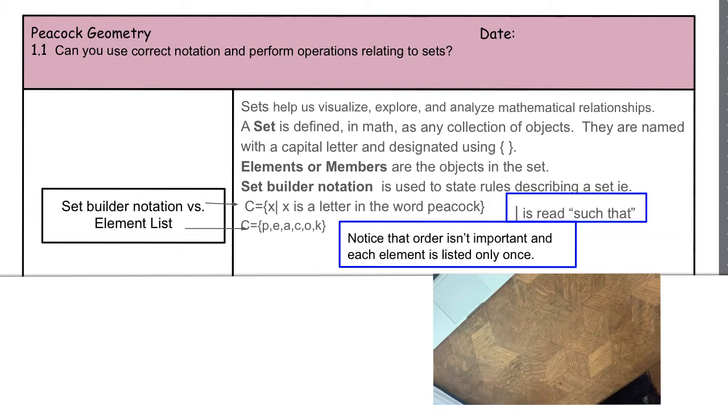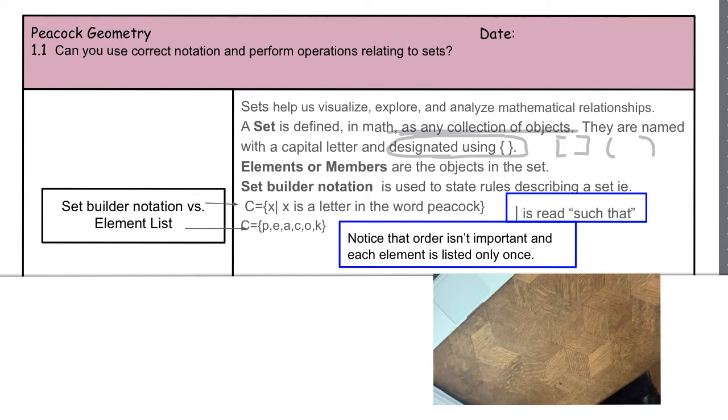So let's talk about, well, what is a set? A set is something that helps us visualize, explore, and analyze mathematical relationships. A set is defined as a collection of any objects. Okay? We name a set with a capital letter and the braces. These are braces. Remember, the square ones are brackets, and then we have parentheses, so don't get them all confused.